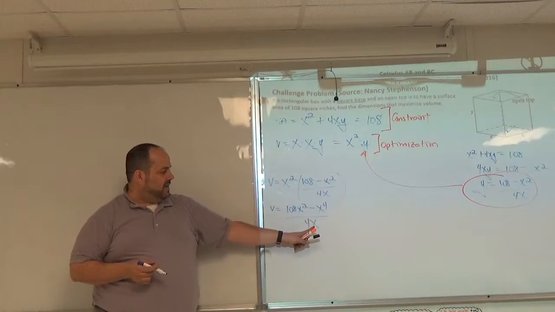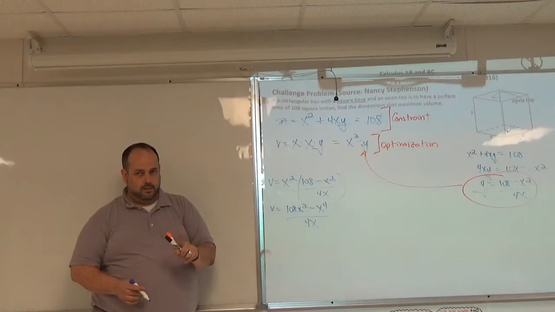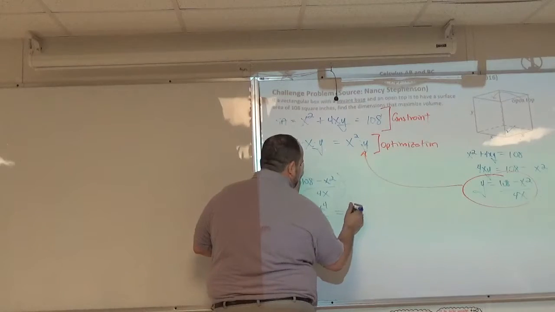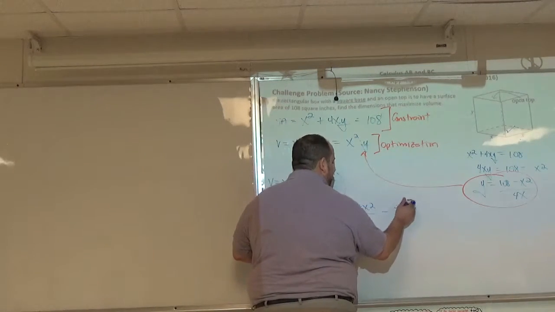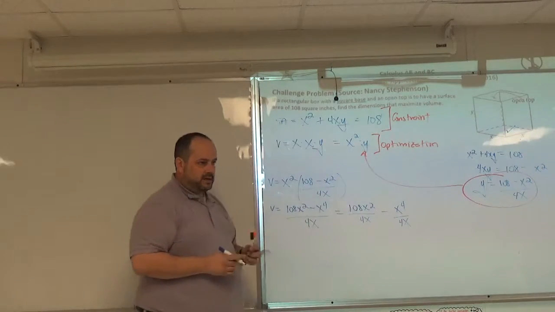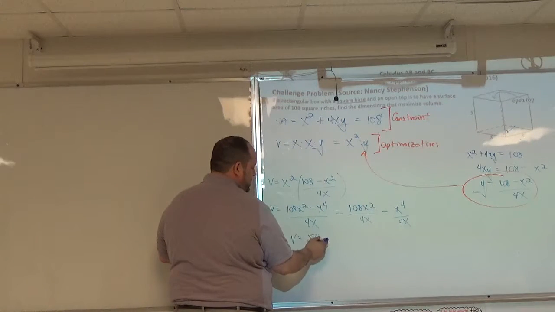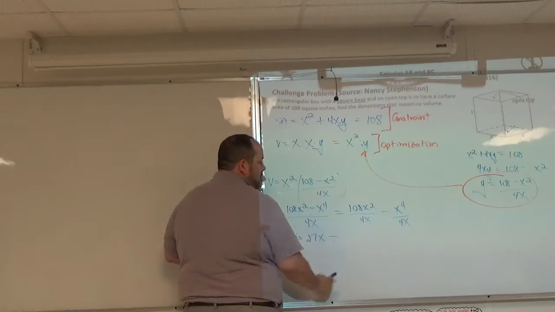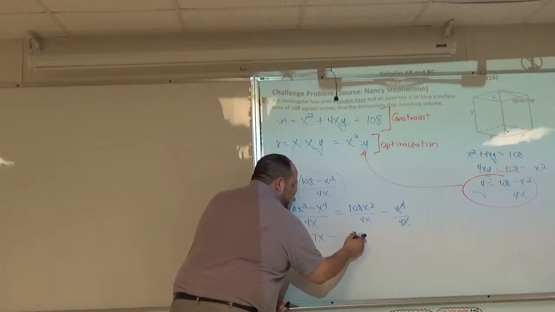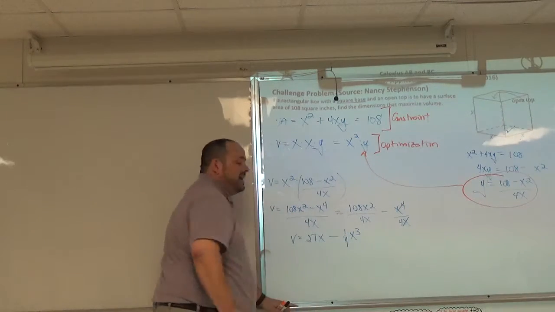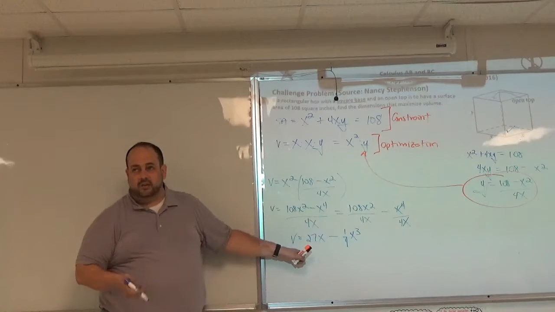I want to be careful. I keep hearing you guys say cancel, and you can do it if you do it the right way. It's probably easiest to think about this as 108x squared over 4x minus x to the 4th over 4x. Because now I'm just going to say, 108x squared divided by 4x is 27x, minus x to the 4th over 4x, cancel an x, you're going to get x cubed over 4, which I'm going to write as 1/4 x cubed. Same thing. That's v.